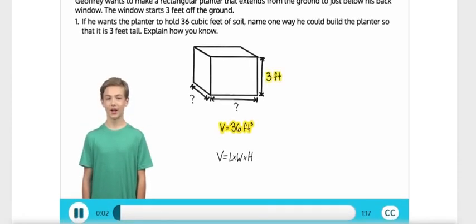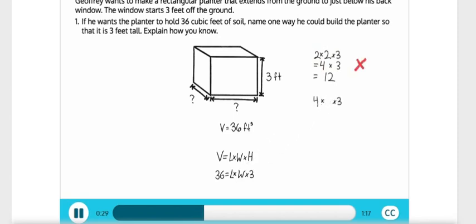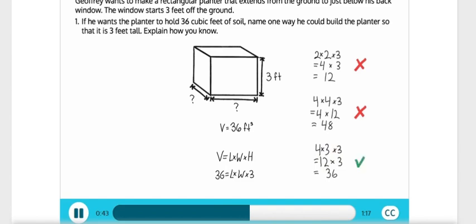I already knew the volume and the height of the planter, so I put those numbers in my equation. Then I had to figure out the length and the width. I used guess and check to see what numbers I could multiply to get 36. 36 is a pretty low number, so I thought I should multiply 3 small numbers. First, I tried 2 times 2 times 3. That equals 12, which is way too low. So next, I tried 4 times 4 times 3. And I got 48. That's a little too high. So then I tried 4 times 3 times 3. That equals 36, which is the volume Jeffrey wants.